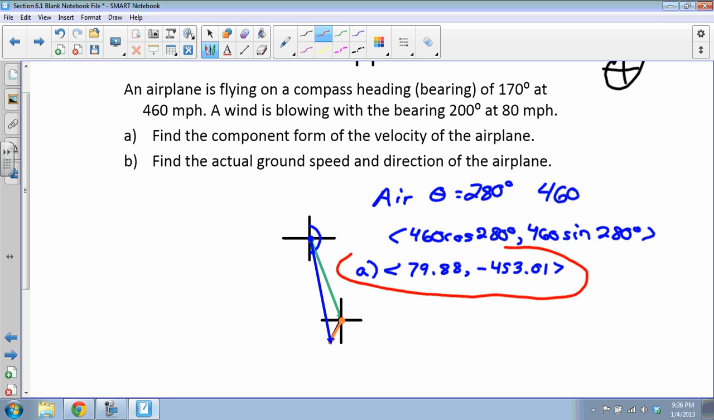Now to find B, this right here is 20. So we are 20 short of 270, which makes this angle 200.